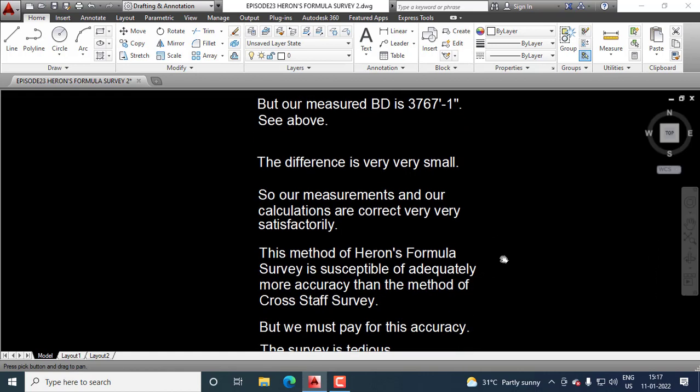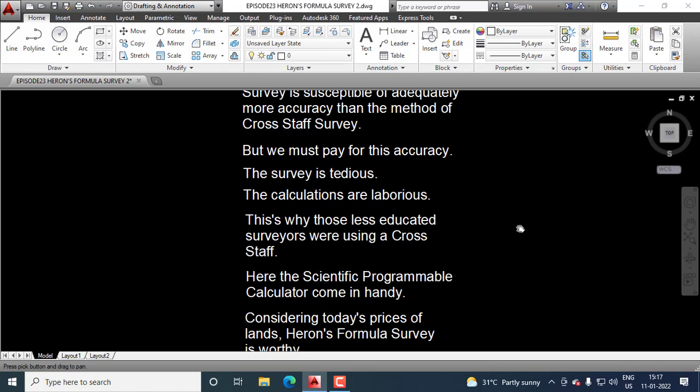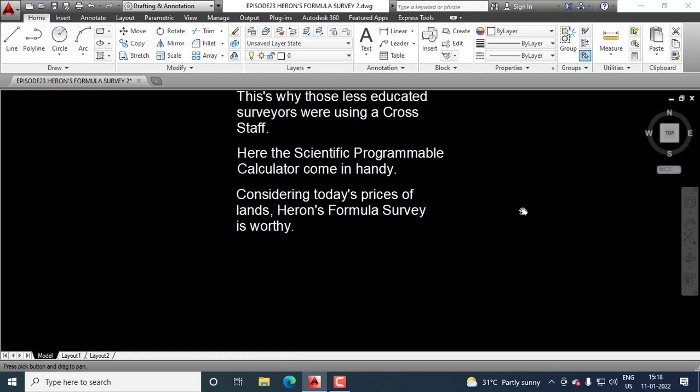This method of Heron's formula survey is susceptible of adequately more accuracy than the method of cross-staff survey. But we must pay for this accuracy. The survey is tedious. The calculations are laborious. This is why those less educated surveyors were using a cross-staff. Here, the scientific programmable calculator comes in handy. Considering today's prices of lands, Heron's formula survey is worthy.